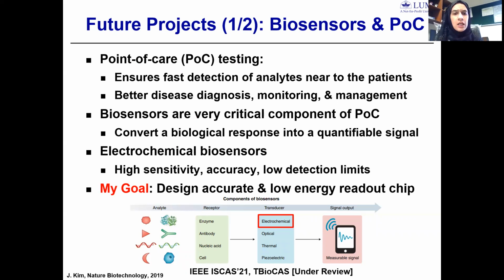And for that, I aim to develop accurate and low energy readout circuits that allow measuring these signals very efficiently. I have started working on this project, and we have a conference paper published, and an extended version of it is currently under review in IEEE Transactions on Biomedical Circuits and Systems.